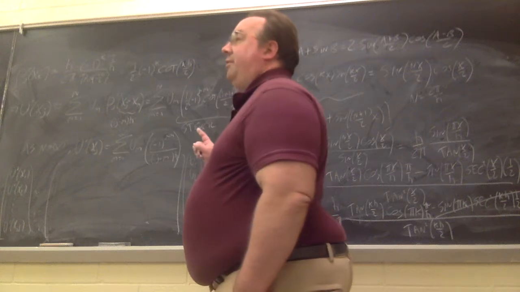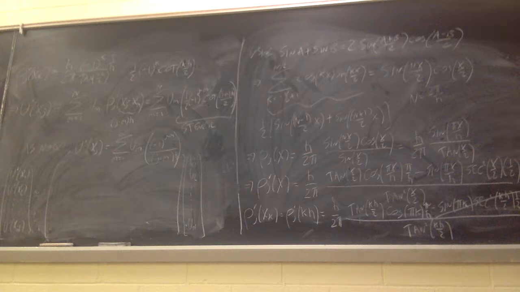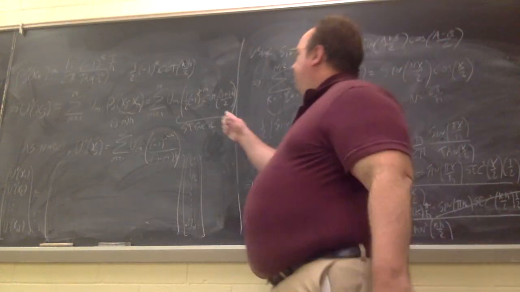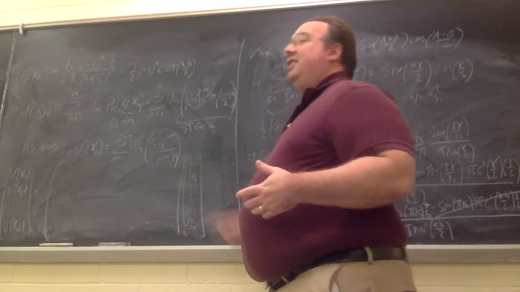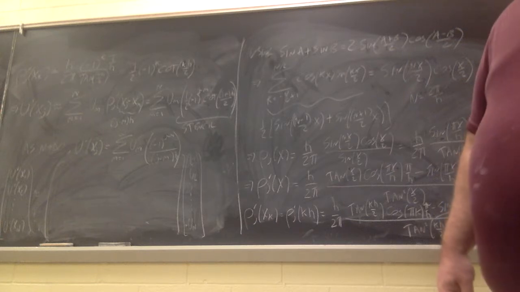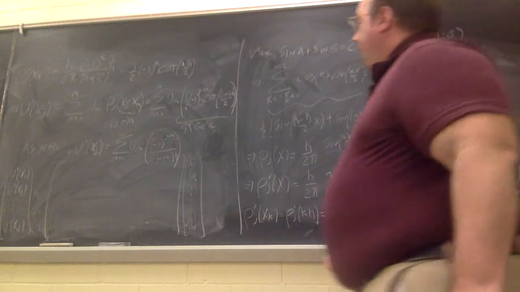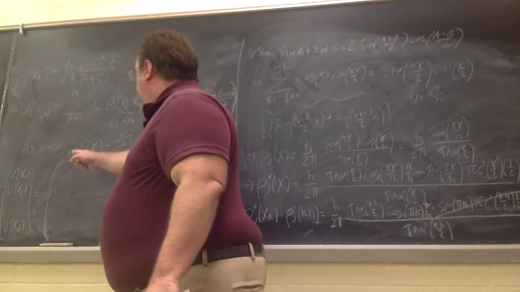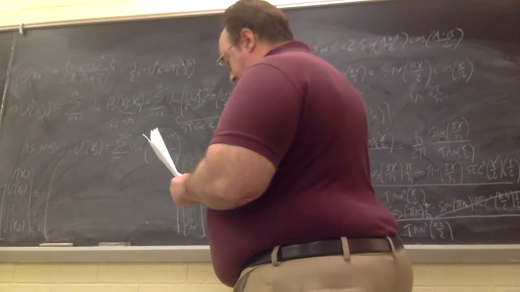J is a row index. M is a column index. But notice that the formula does not depend just on J or M individually. It only depends on the spacing, J minus M. So, as a result, this matrix, all the entries down any particular diagonal will be the same.